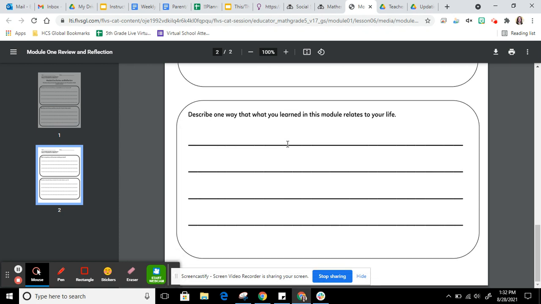And then your last question, describe one way that what you learned in this module relates to your life. And you're going to answer that question in 2 to 3 sentences.